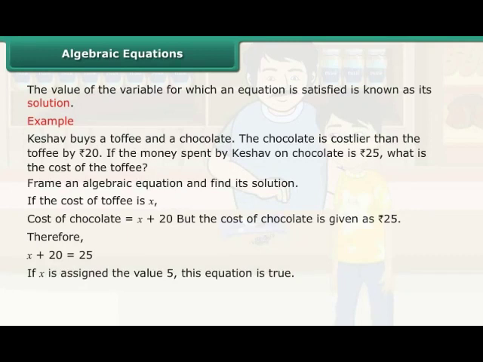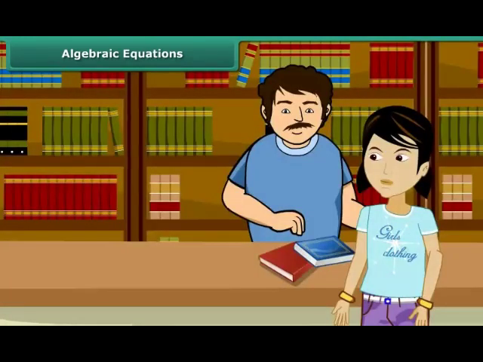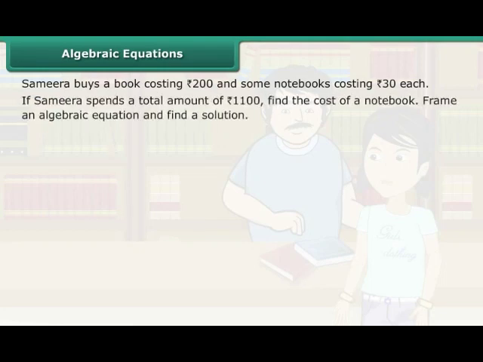This equation is true if x is assigned the value 5. x is equal to 5 is the solution of the equation. It means that the cost of the toffee is 5 rupees. Let us look at another example. Samira buys a book costing 200 rupees and some notebooks costing 30 rupees each. If Samira spends a total amount of 1100 rupees, find the cost of a notebook. Frame an algebraic equation and find a solution.